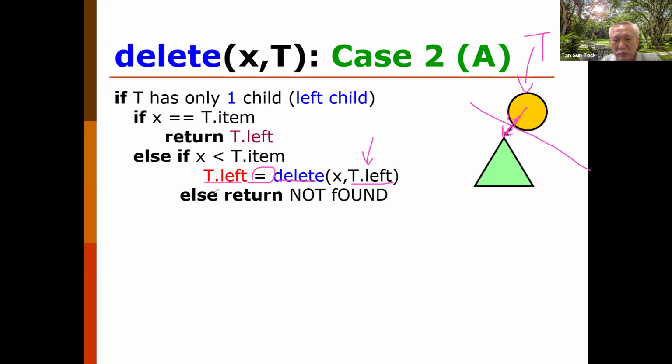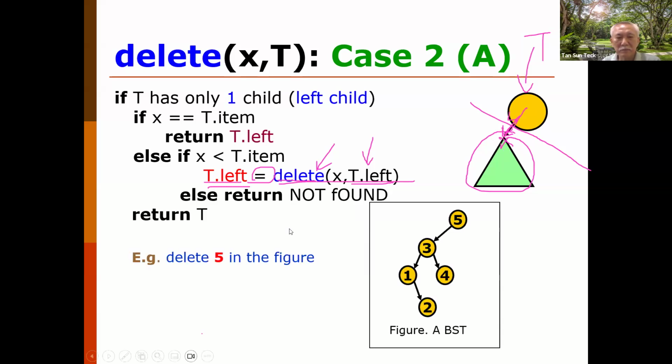So why are we doing this assignment, right? We send this T dot left to the delete function. The function can delete the root node and then return a value. So it's actually the reference coming back after you do the deletion. I need to put it back to T left because this came from T left. Whatever is left after the deletion, you should attach it to the T left. Otherwise, it's not found, then you return T.